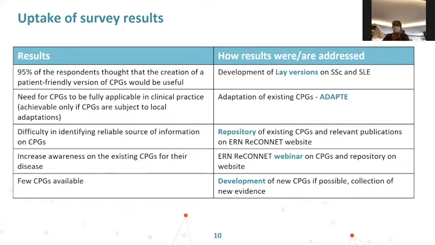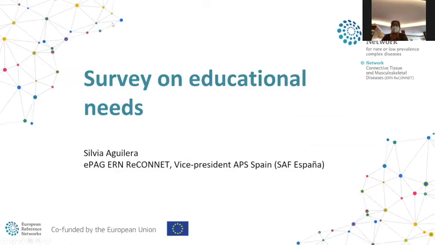So now we know the trend, we should work as closely as possible with scientific societies to develop guidelines, or at least recommendations, for diseases that don't have them, and of course collect new evidence with a strong literature review. So now the floor is for Silvia. Thank you. Thank you, Ilaria.